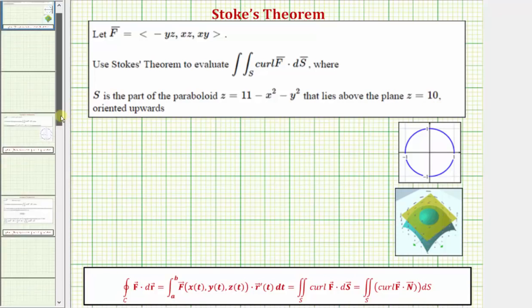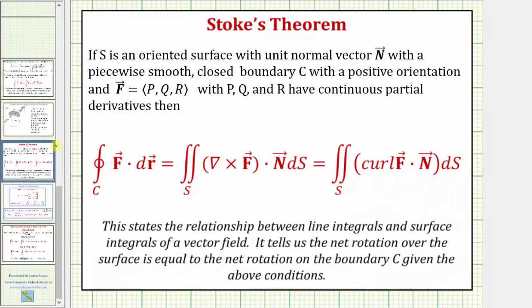Let's first review Stokes' theorem. Stokes' theorem states that if S is an oriented surface with unit normal vector n, with a piecewise smooth closed boundary C, with a positive orientation, and vector field F with components P, Q, R, all have continuous partial derivatives, then the double integral over the surface S of the curl of F dot n dS is equal to the line integral along the closed curve C of F dot dr. So this surface integral is equal to this line integral under these conditions.